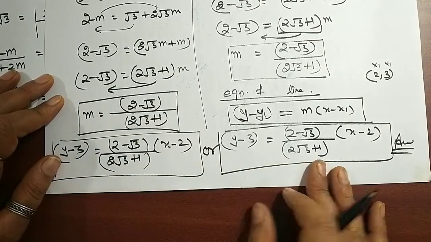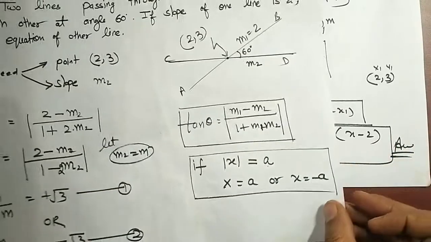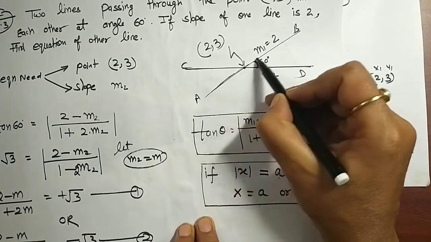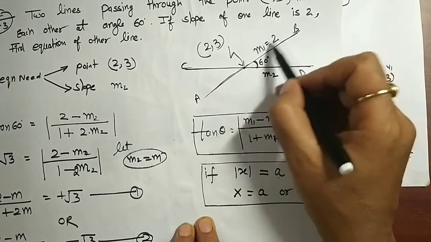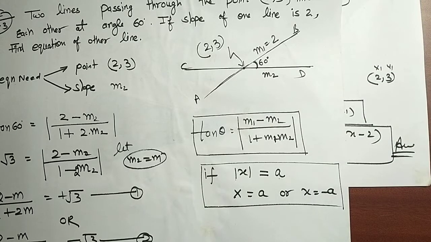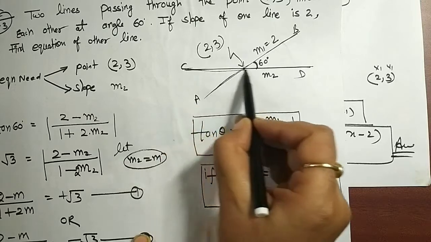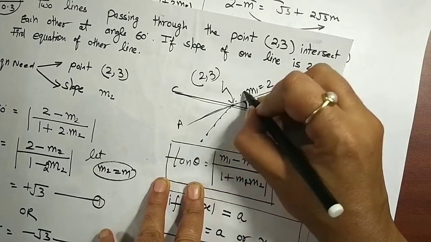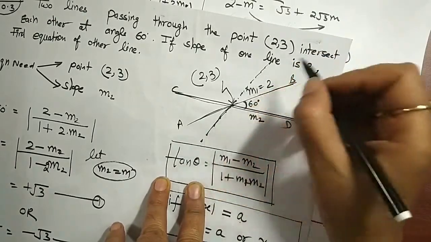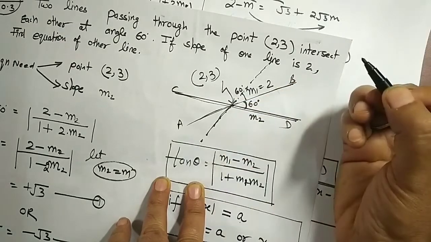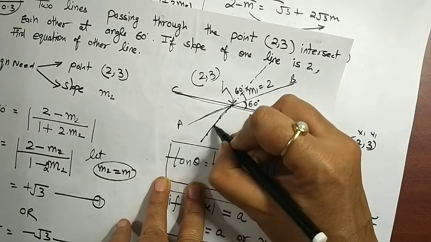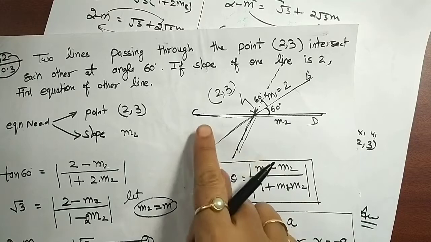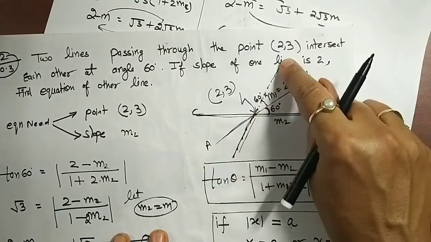Either this or this. The desired line satisfying this condition makes an angle of 60 degrees with this line, and this line has slope 2. Why am I getting 2 lines, guys? Any idea? See, I am assuming this line is here at 60 degrees. There are chances that there might be another line also at 60 degrees here. So maybe the second possible line equation is for this. That's why I am getting 2 possible equations, one for this and one for this.